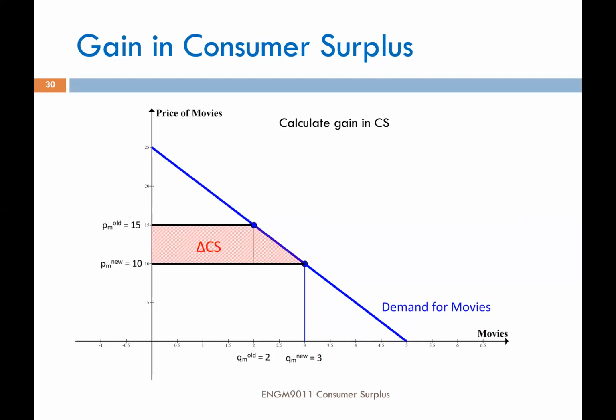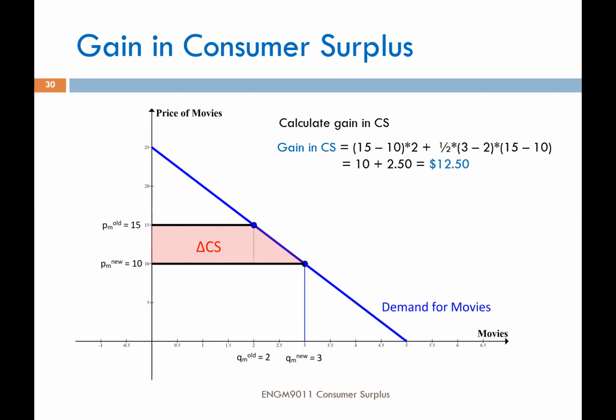Okay. And I call it demand for movies. I don't know why I changed it from Q to movies, but I did there. Okay, so how to calculate that area? Again, we have a rectangle and a triangle here. The rectangle has a base of 2 and a height of 5, which is 10, and the triangle has a base of 1 and a height of 5, which is 2.50. 10 plus 2.50 is 12.50, same answer as expected.